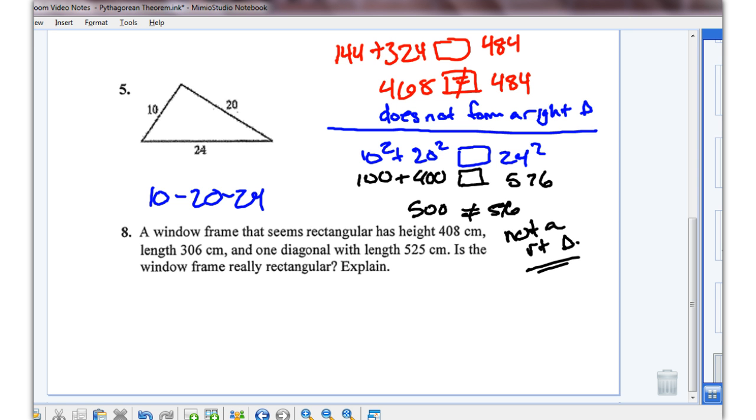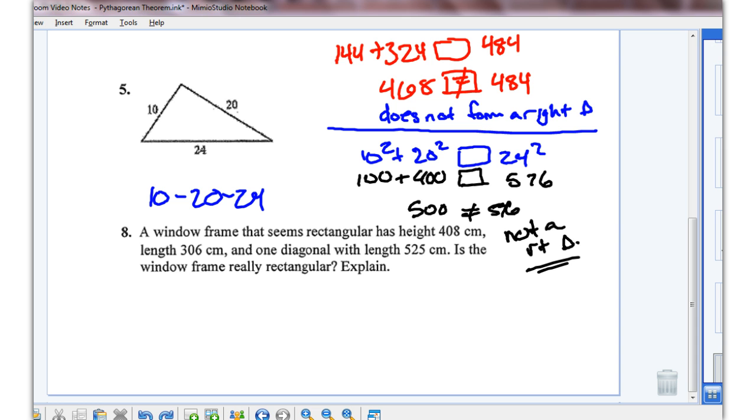And the last one here, we have one about kind of a word problem here. We're going to figure out what's going on with it. This one says a window frame that seems rectangular. So, well, we think it's a rectangle right now. Has a height of 408 and a length of 306. I didn't draw that very well. Let's try that again.